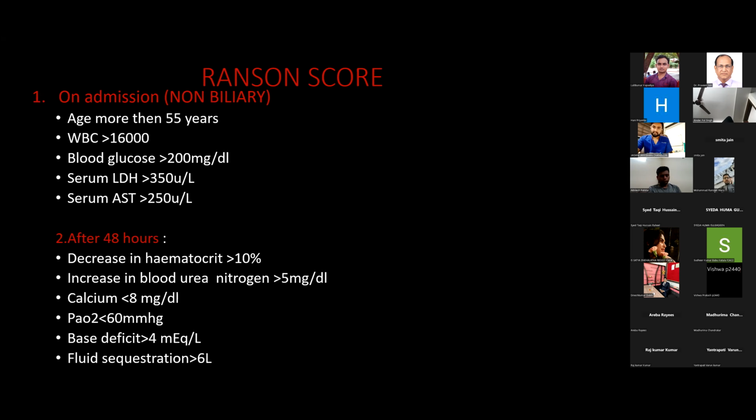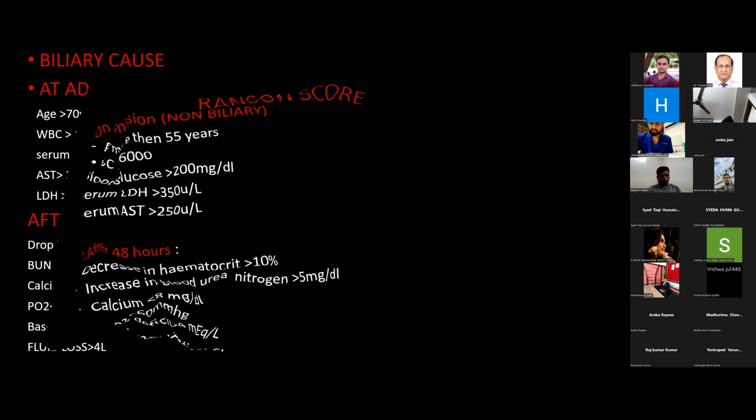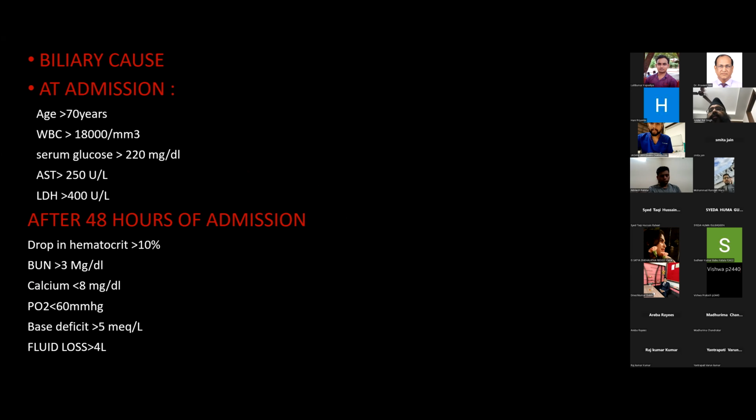If the cause of pancreatitis is biliary or gallstones, then we need to look for these factors. At the time of admission, age more than 70 years, WBC count more than 18,000, serum glucose more than 220, AST more than 250, and LDH more than 400. After 48 hours of admission, drop in hematocrit of more than 10%, blood urea nitrogen increase of more than 2 milligram per deciliter, calcium same, less than 8 milligram per deciliter, and PaO2 same, less than 60 mmHg, base deficit of more than 5 milliequivalents per liter, and fluid loss of more than 4 liters.